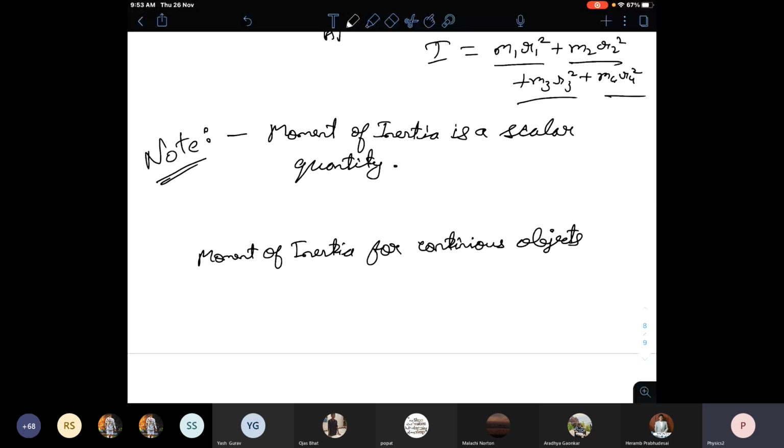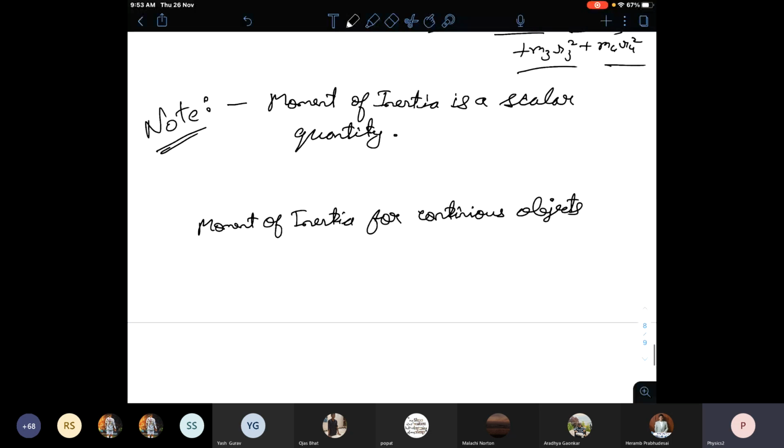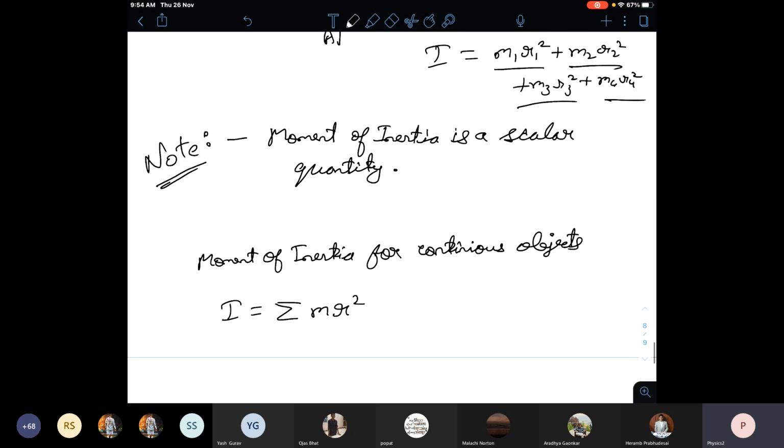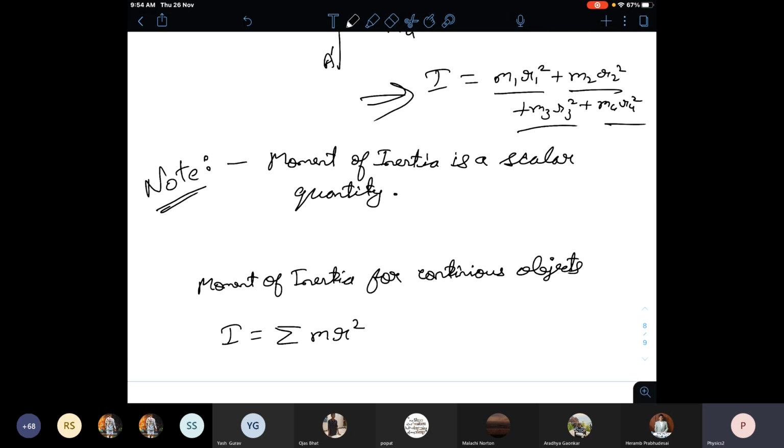To calculate the moment of inertia of those objects, first of all let's see point objects. Moment of inertia for point objects can be written as summation of m r square. This is what I did over here in this formula, where I was writing the moment of inertia due to different point objects. I wrote it as summation of m r square only: m1 r1 square plus m2 r2 square and so on. So it is summation m r square.